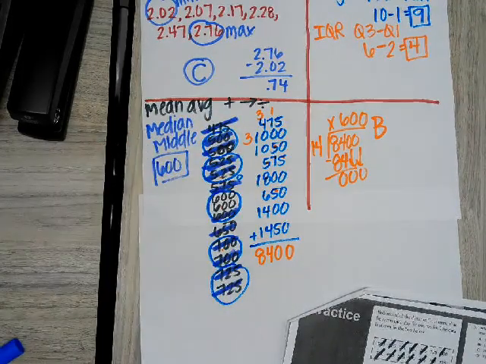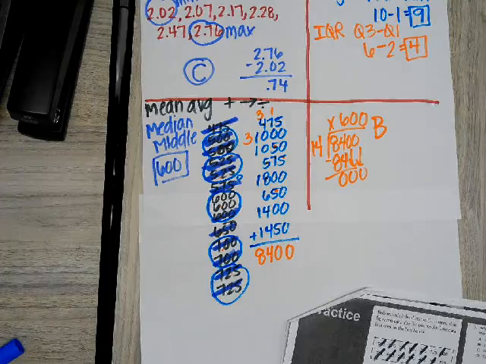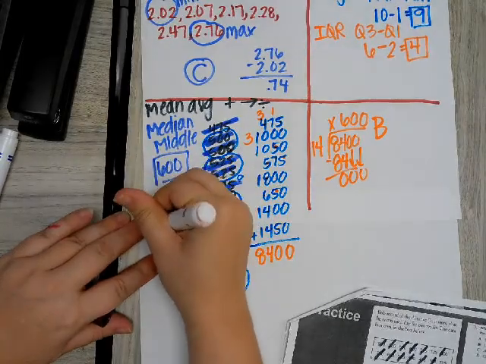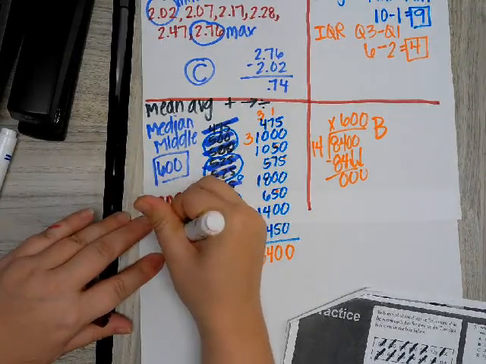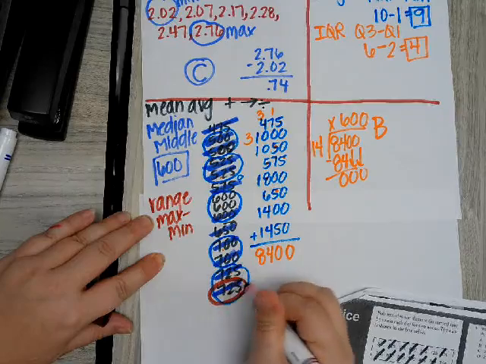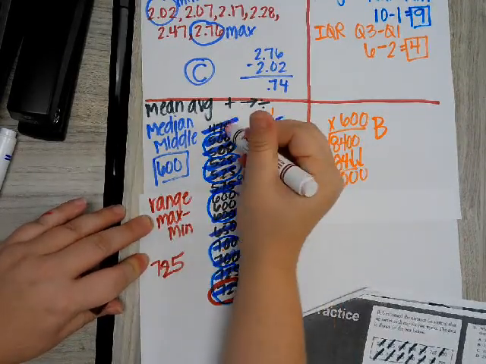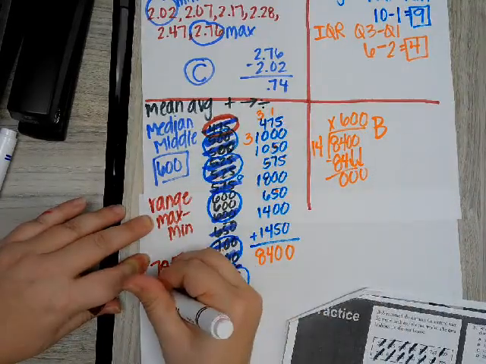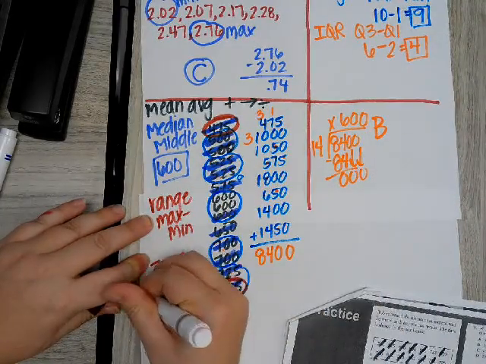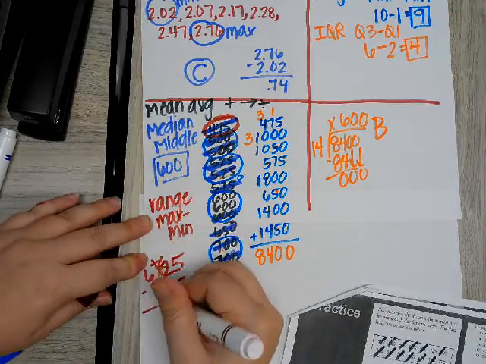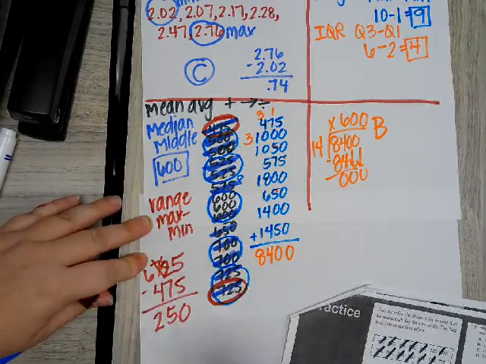They also want to know what the range is. Remember, range is my max minus my minimum. So my max was 725. My minimum is 475. Subtract, that's 0, 5, 2. So my range was 250.